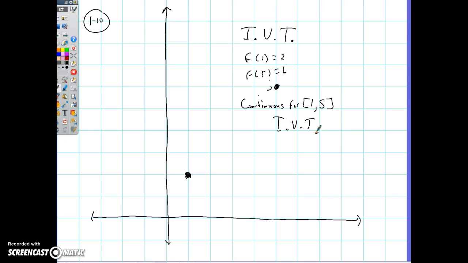See how that goes? It's the notation. If I have a point at (1, 2) and a point at (4, 6), is it possible that there's no place in the function where I have a 3 if it's continuous? But wait, why do we keep saying continuous?